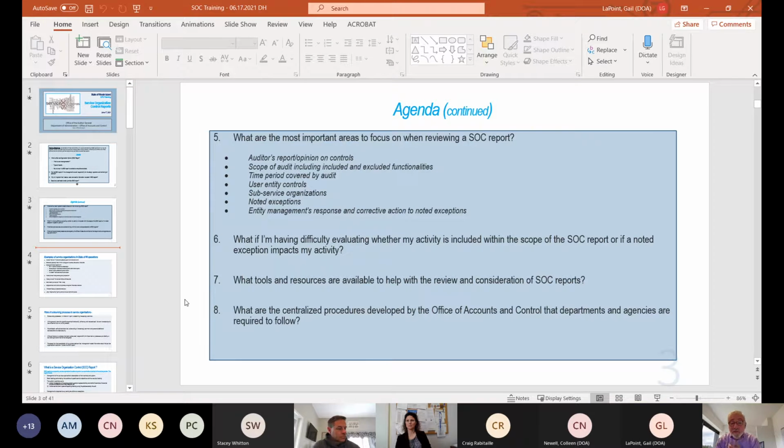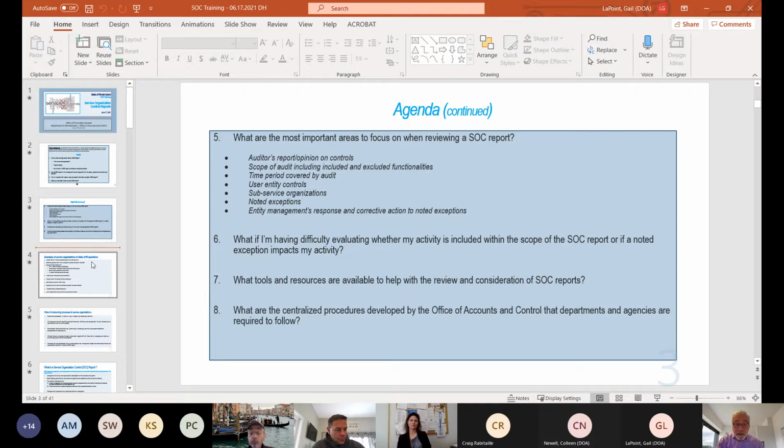Number 7, what tools and resources are available to help with the review and consideration of SOC reports? So clearly this training, and everybody has these slides. Gail and I are going to be available to any of you for follow-up questions. And Gail is going to go through later on a tool that you've probably seen before, a review tool that Control developed to simplify and document your review of the SOC reports. And that covers number 8 as well.